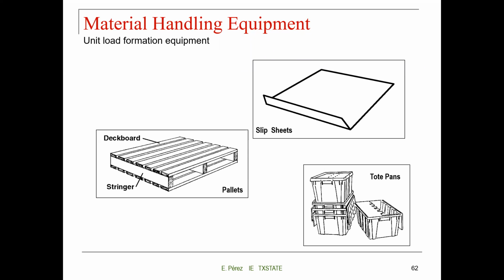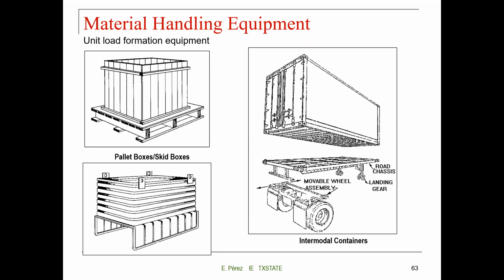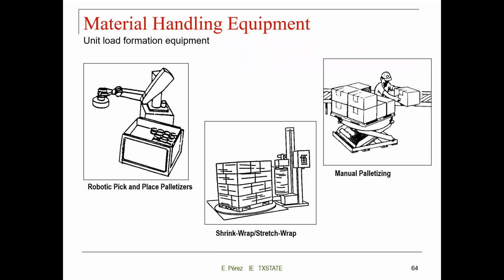So we have the slip sheet. We have the tote pans. Those are common when you're moving. Say moving companies will use those, and the pallets are very common everywhere where you have to move certain amounts of product. Pallet boxes, kit boxes, and then the intermodal containers, those are very common as well. The robotic pick and place palletizer, the shrink wrap, stretch wrap, those are common in the airports as well, and the manual palletizing.